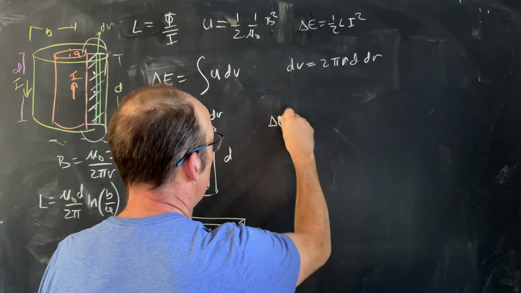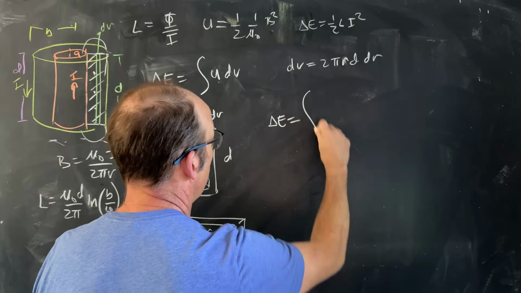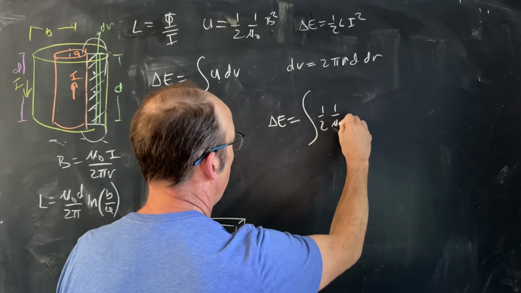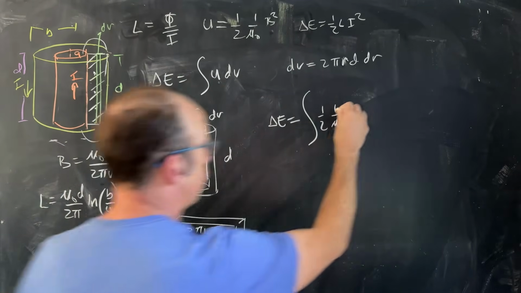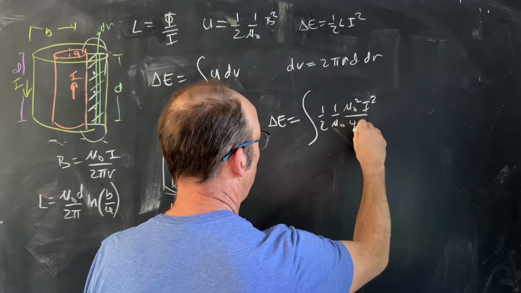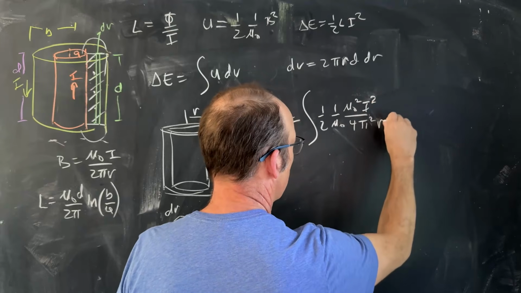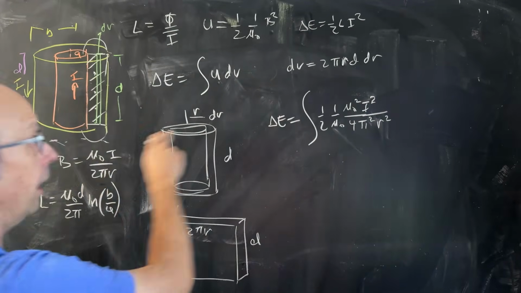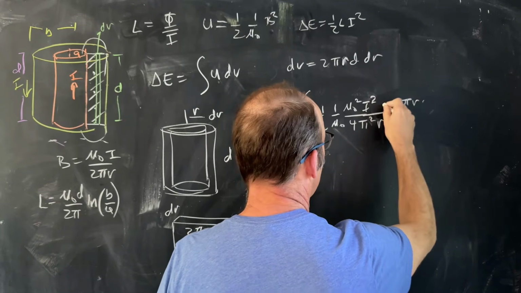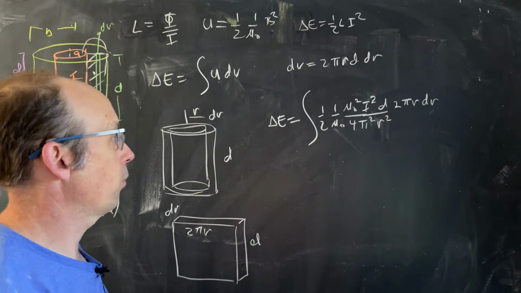So delta E is going to be my energy density. Let's write the whole thing as an integral. The energy density, 1/2, 1 over mu naught, and then I have B squared. So I get mu naught squared I squared over 4 pi squared r squared. That was B. And then I have this dV, which is going to be 2 pi r, and I'll put the d over here, d dr. I know it's a mess, but we're going to make it work.